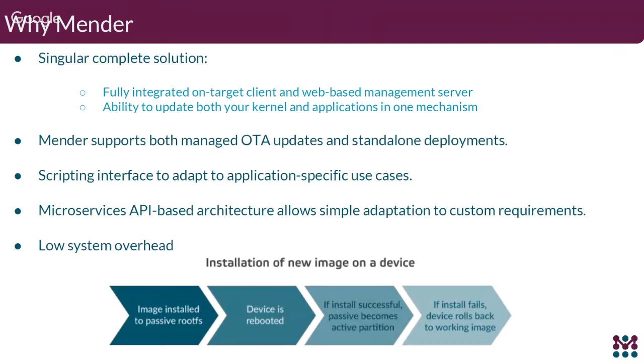Additionally, if the customization provided by our scripting interface is insufficient for your needs, our back-end architecture is all based on microservices. So if something is not available that you need for your particular system, you can get access to the functionality you need through the API, which is all documented publicly on our website. It is expected to be very low system overhead. The download and installation onto that dual root file system generally is not even noticeable when looking at system logs.